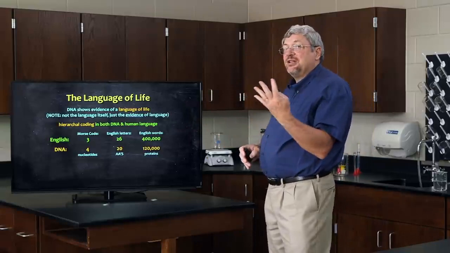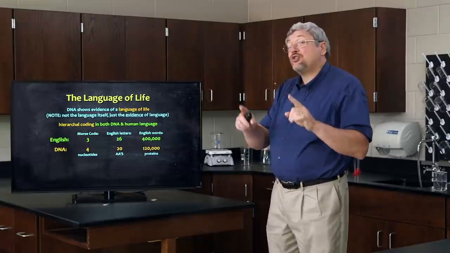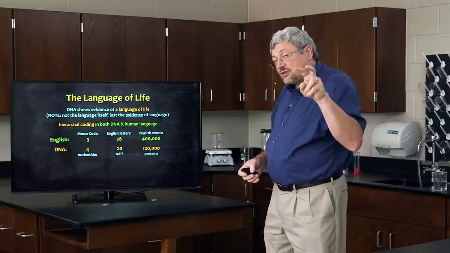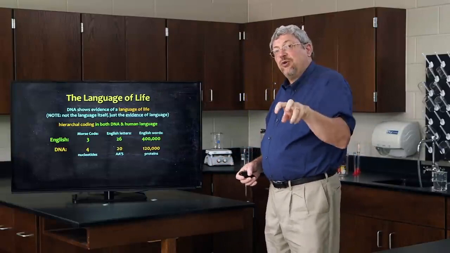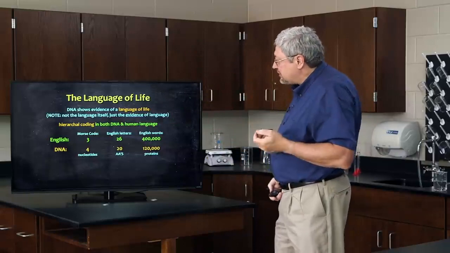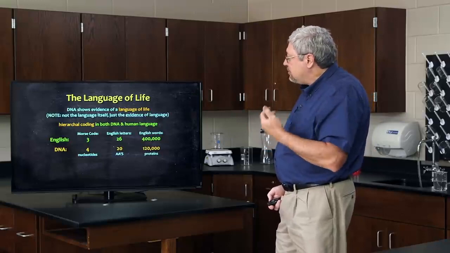There are only 4 nucleotides that you have to choose from with DNA, but the 4 nucleotides can code for 20 amino acids. The 20 amino acids can code for something in excess of 120,000 proteins in at least the human body. So this is very similar hierarchical coding. For English it's 3 to 26 to 400,000. For DNA it's 4 to 20 to 120,000. Very similar coding, suggesting maybe DNA is actually part of a language, just like Morse code would be part of a language.